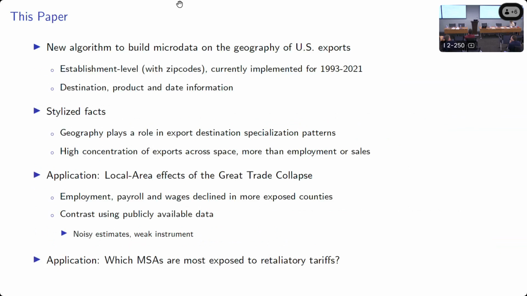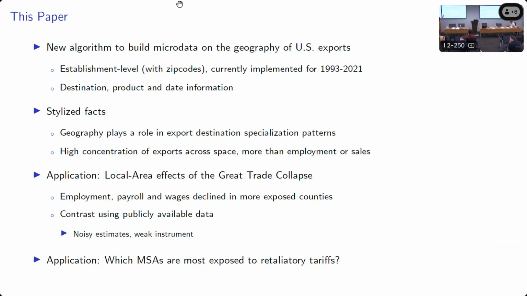So what we're going to do in this paper is what I promised: some data construction. The heart of this paper is a new algorithm for researchers that work with census microdata, which is now increasingly common. There are many RDCs across the country, and people are increasingly getting access to census microdata. So we have an algorithm that researchers can implement relatively straightforwardly. I say relatively because the algorithm is complicated, but researchers can use it to build microdata on the geography of US exports.